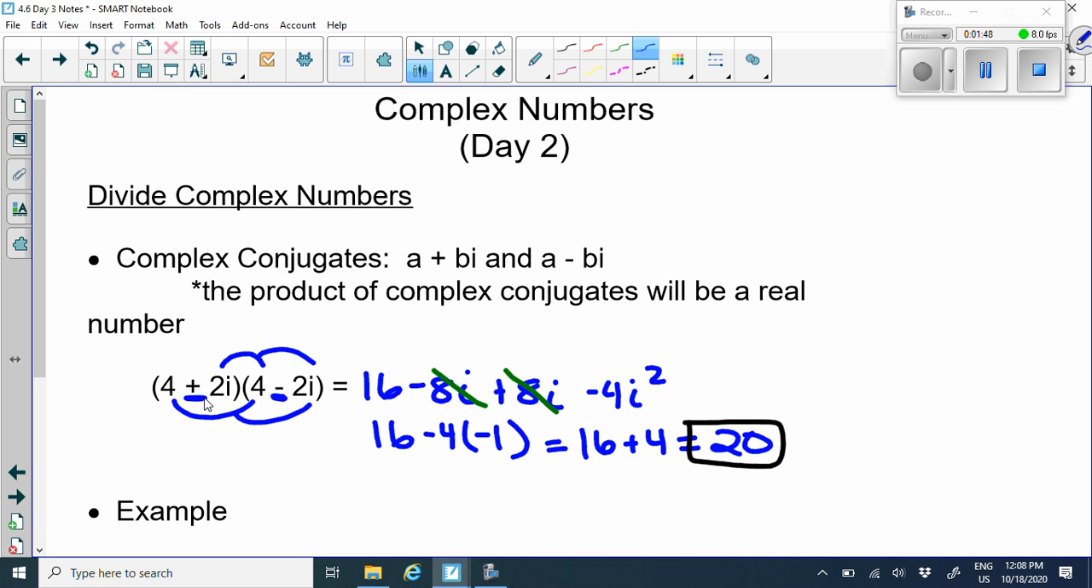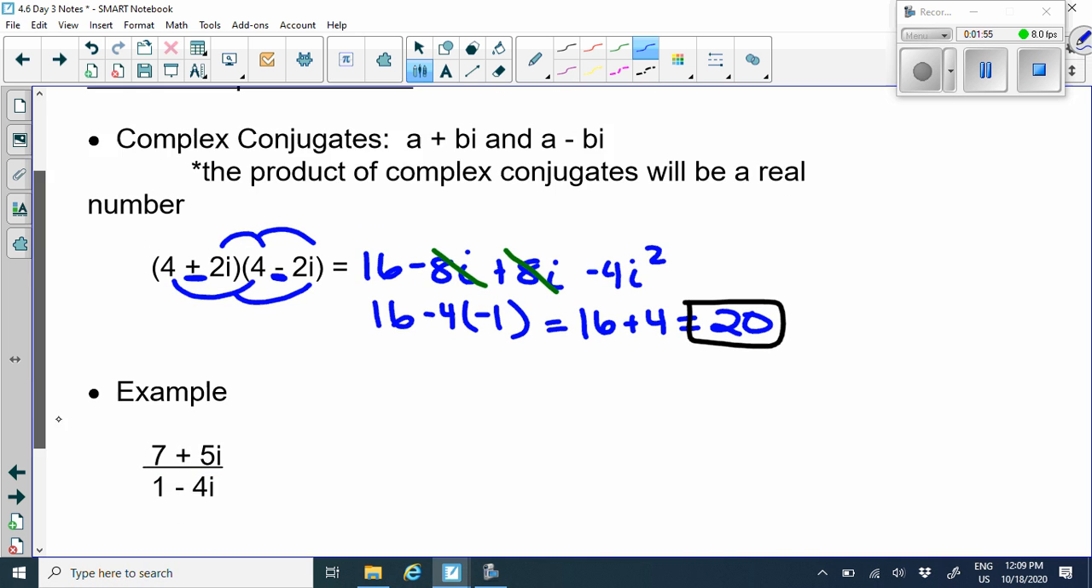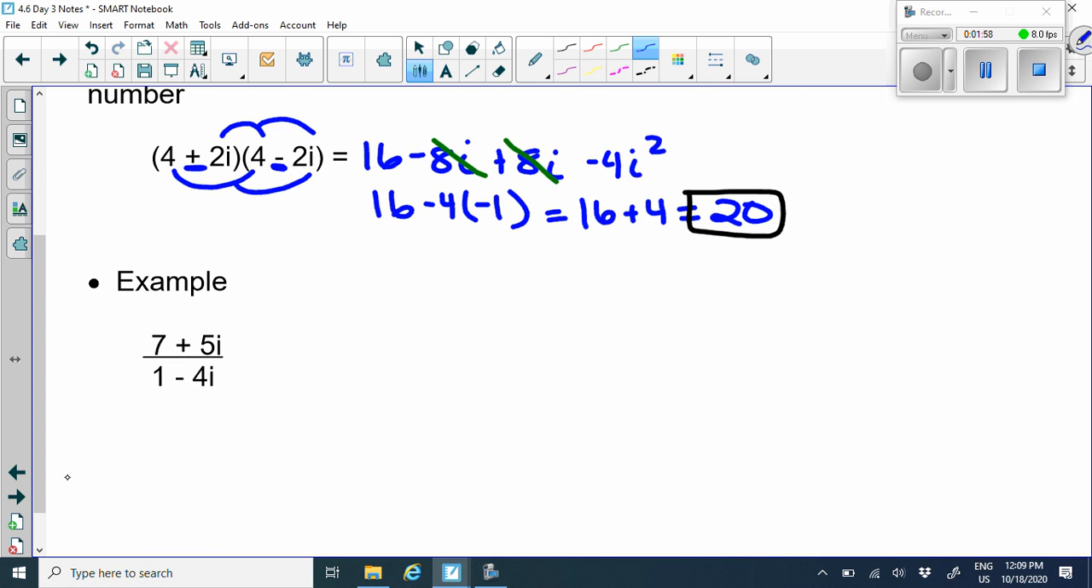So conjugates are very important. Not only do we use it with complex numbers, but we can use it with other things like radicals. The reason we want to do this is because anytime we have a fraction, we don't like to have non-real numbers, or non-whole numbers, in our denominator. So we look at our first example, 7 plus 5i over 1 minus 4i. Notice we have a complex answer here in our denominator. We do not like that. Instead, we want a whole number or a real number there.